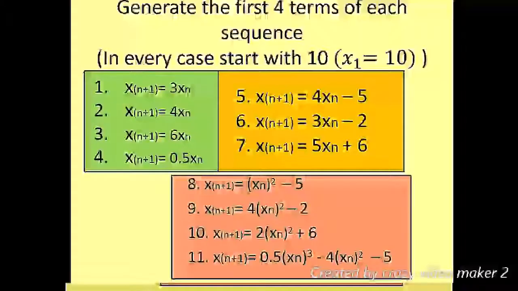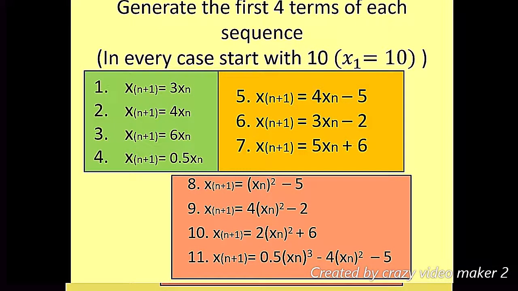Right, so this is what we do here. Generate the first 4 terms of each sequence. You've got easy, medium, hard. In every case, start with 10. So x1 equals 10. And go and do it. I just want everyone to make sure you do number 4, because 4 is important.